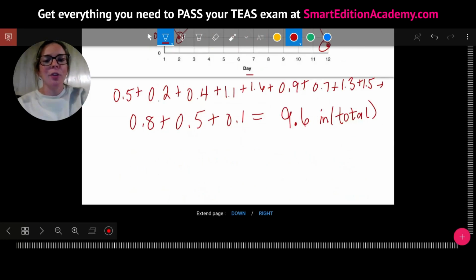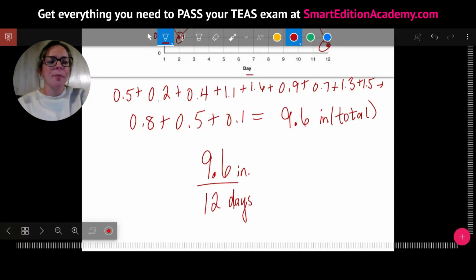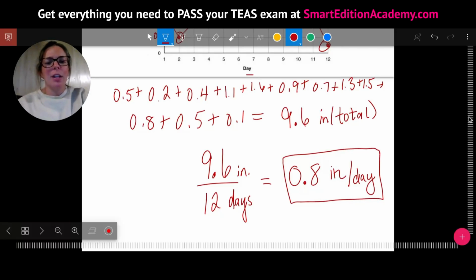Now, to find the average, I'm going to take 9.6, which is my total, and divide it by the 12 days, or the 12 data points that we have. So once I've added them all together, I get 9.6 as my total, divide that by 12, and this works out nicely to be 0.8, so 8/10. And if we needed to label this with units, this would be inches per day. So the average amount of rain here is 0.8 inches per day.